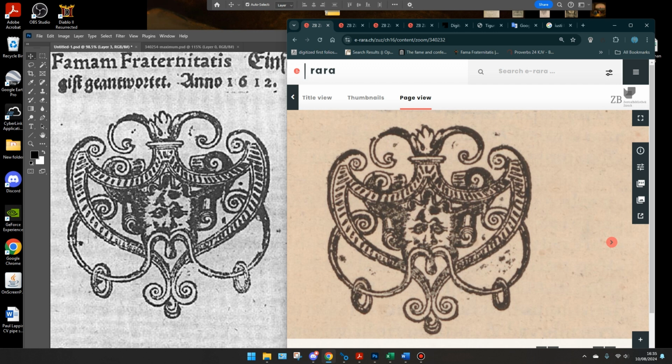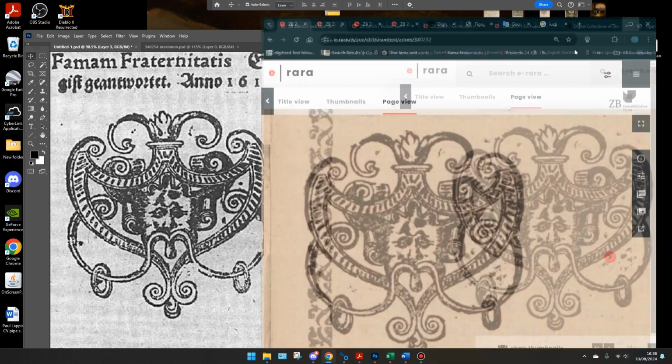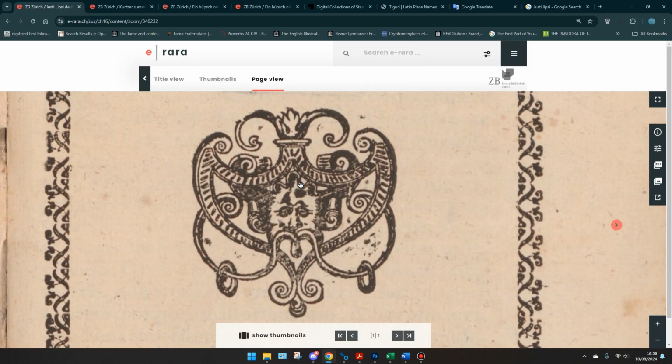As you can see here, it's got the dot. It's got a slight curving of the ink in here. It's got a slight curving of the ink there. I am convinced that this is printed at the same time. We've got lots of examples of it. And this is printed in Zurich. And apart from the printer, all of the other copies that I have shown you are all anonymous.